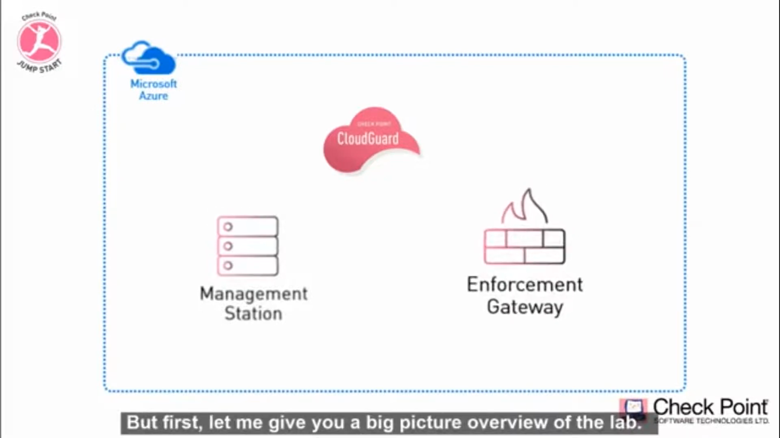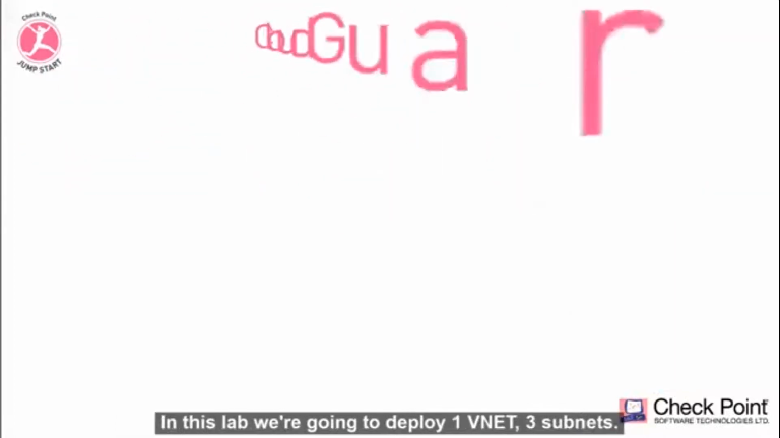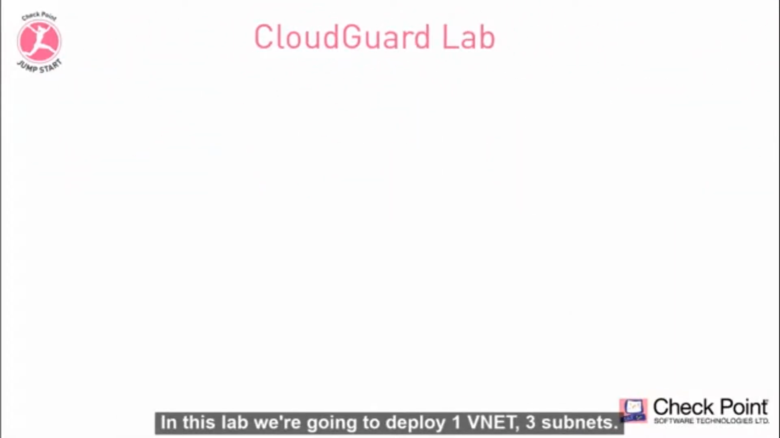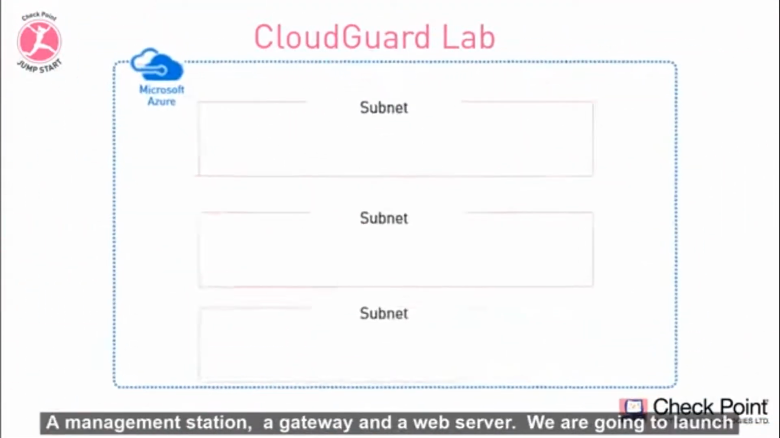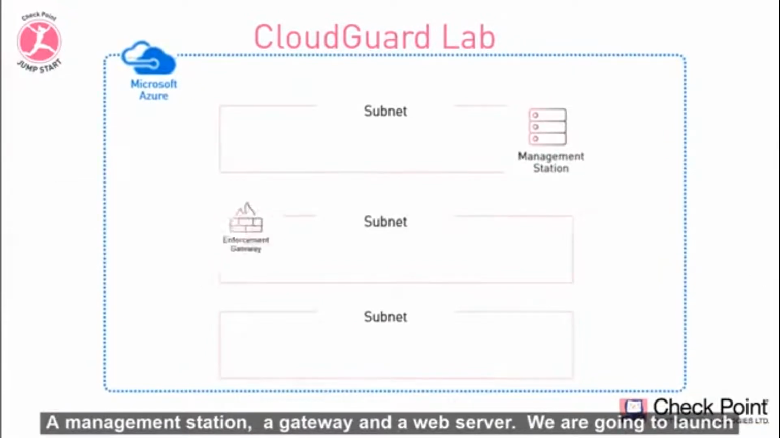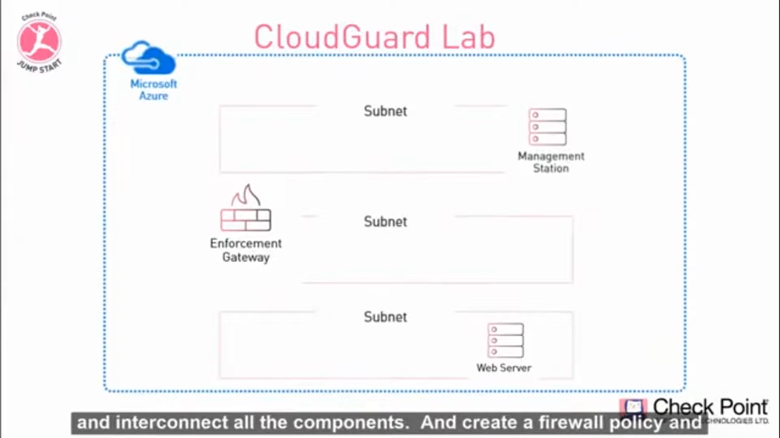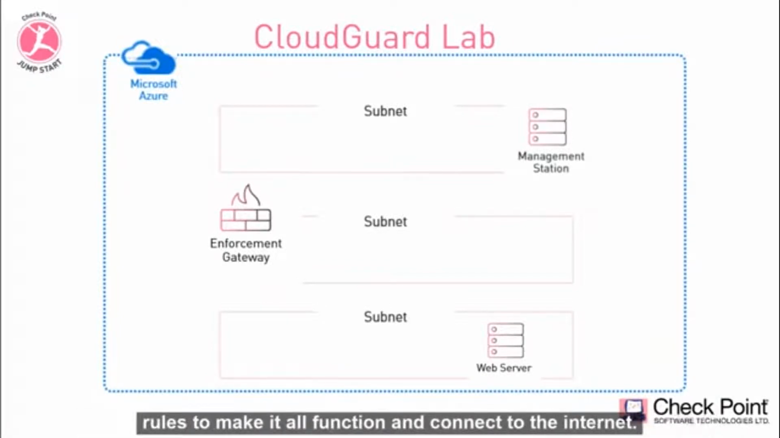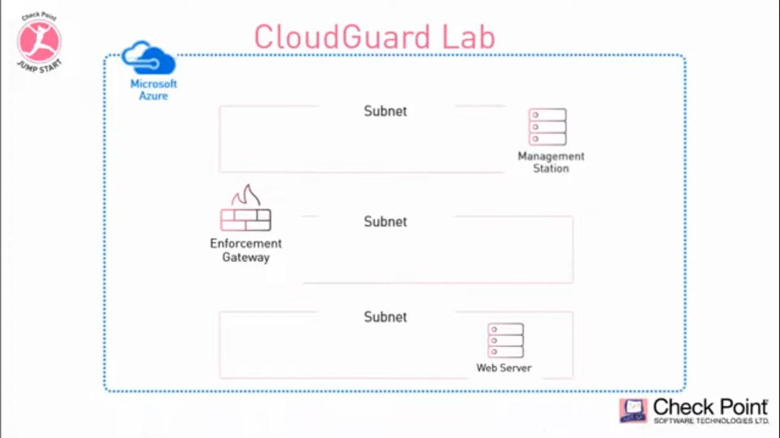But first, let me give you a big picture overview of the lab. In this lab, we're going to deploy one VNet, 3 subnets, a management station, a gateway, and a web server. We're going to launch and interconnect all the components and to create a firewall policy and rules to make it all function and connect to the internet.